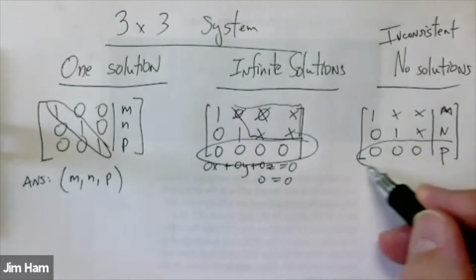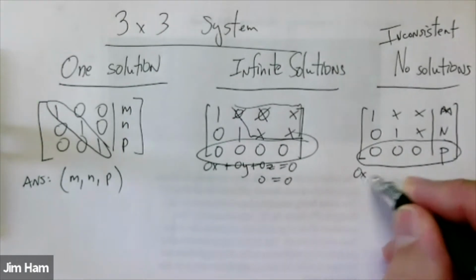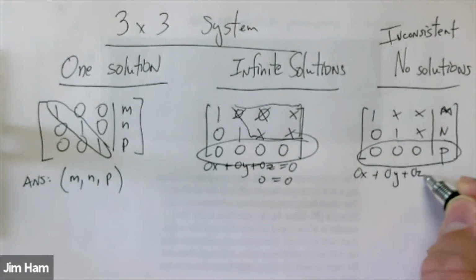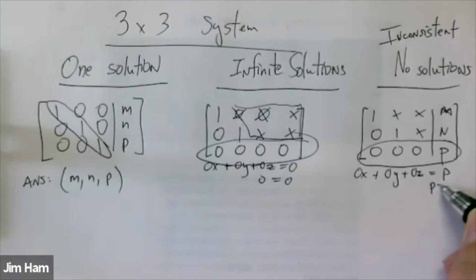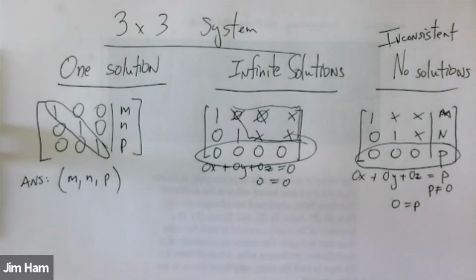If it looks like this, then that's 0x plus 0y plus 0z equals some non-zero number, p. And that's 0 equals p, 0 equals 7 is not true, 0 equals -3 is not true. So if p is not 0, then you're going to have no solutions in this case. So everything we did with typing the matrix in and solving the system, always look at the last row first.